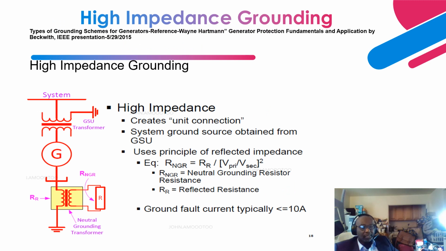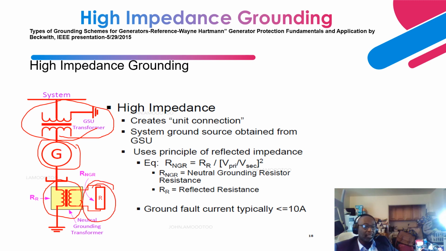Okay, so this is another scheme, unit connected through a step-up transformer. This is the generator, and this is the distribution transformer, right? A step-down distribution transformer that has a resistor connected across it, so this distribution transformer is acting as a neutral grounding transformer, right? Based on the reflected impedance principle, the resistance of the neutral grounding resistor is a reflected resistance.